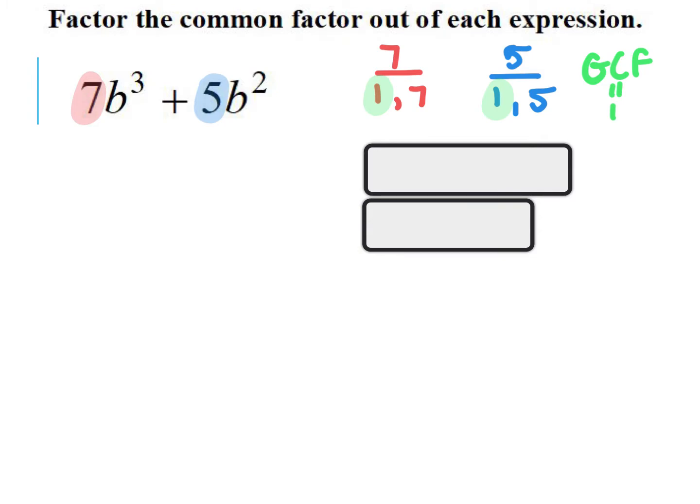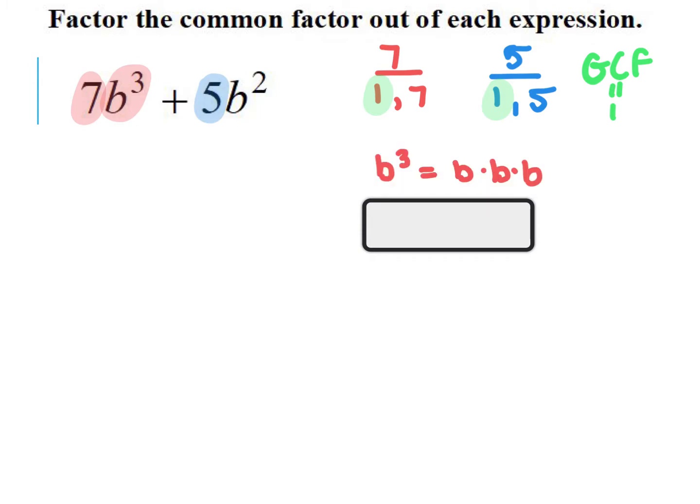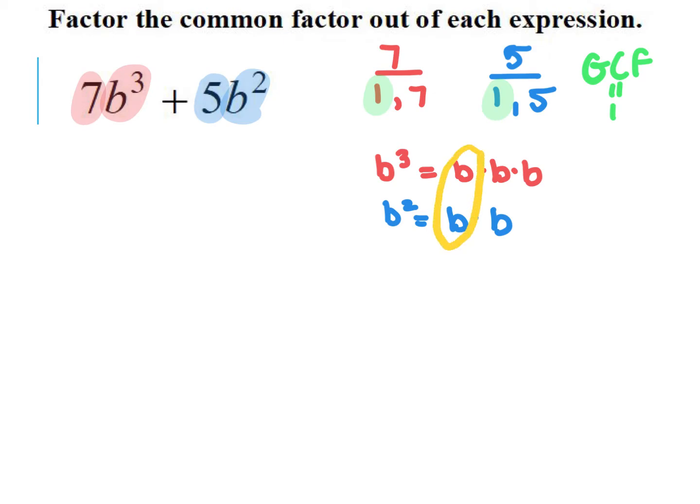So in terms of my variables, for b to the third power, that means I really have 3 b's. And for b to the second power, this means that I really have 2 b's. Now if I look for what's in common, both of these have at least 2 b's, so the GCF of the variables is b squared. So now if I put my greatest common factor together, I have the greatest common factor of the numbers, which is 1, times the greatest common factor of the variables, which is b squared.